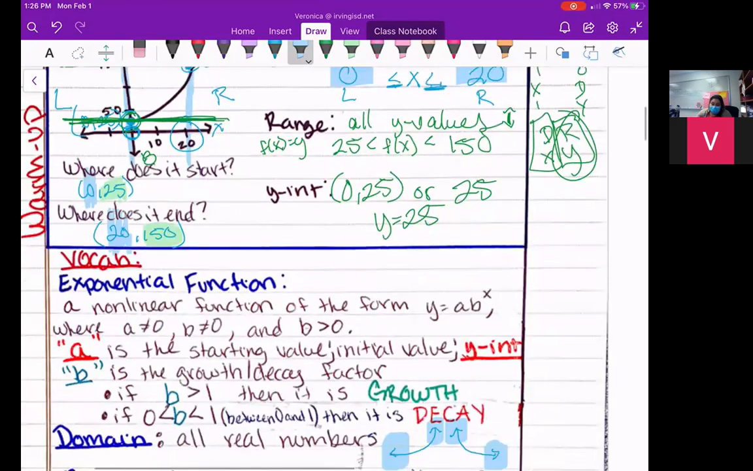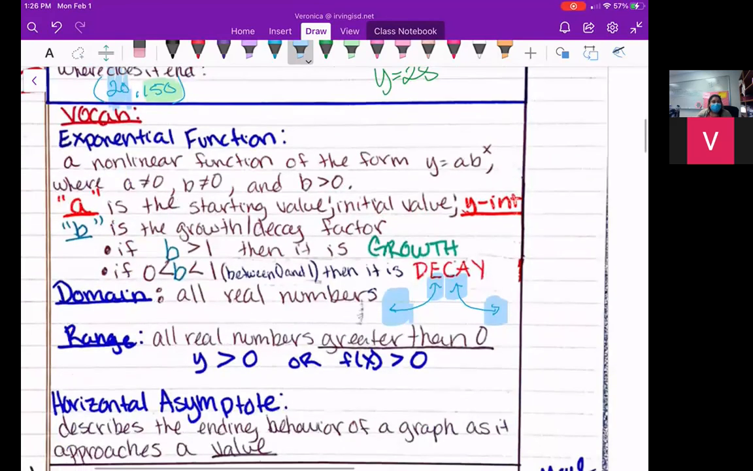If I look at the little rough drafts we drew here, right? They both have arrows on the left and the right, which means that you cannot stop it, you cannot bound it. There is no limit to how far left and how far to the right it can go, which is why the domain is all real numbers.